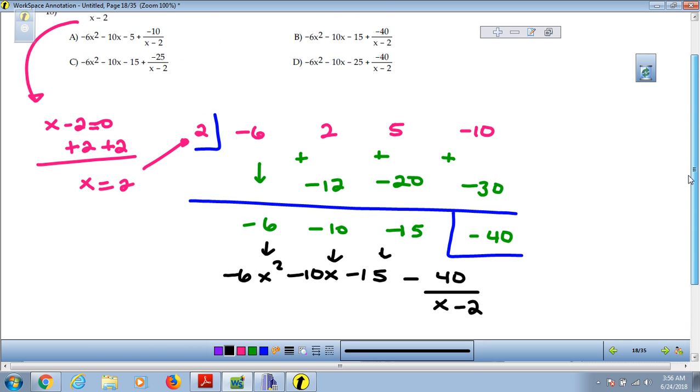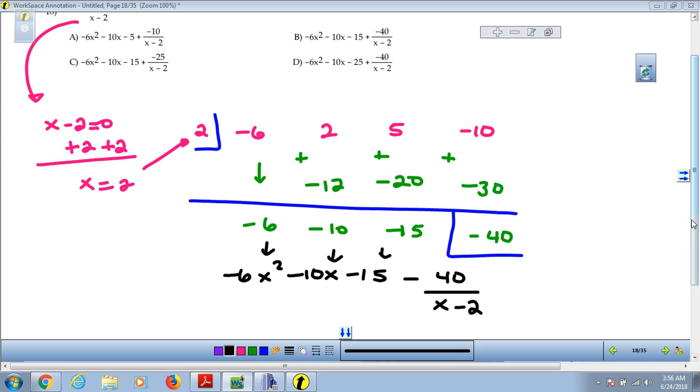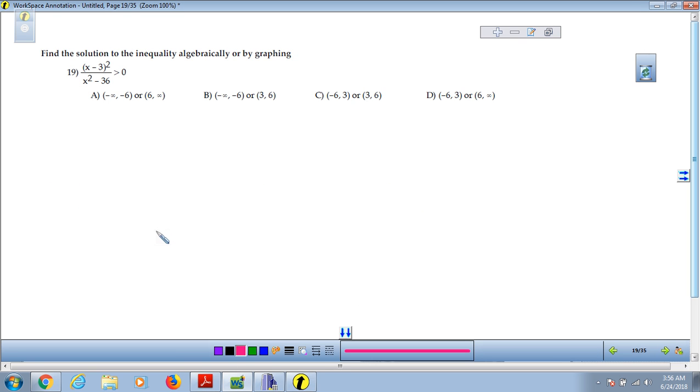So let's see, minus 15, oops, I moved this, sorry. So it would be letter B. This would be the one. Okay, they wrote it a little different here, but it's the same thing. Plus and then negative 40. Exact same thing.